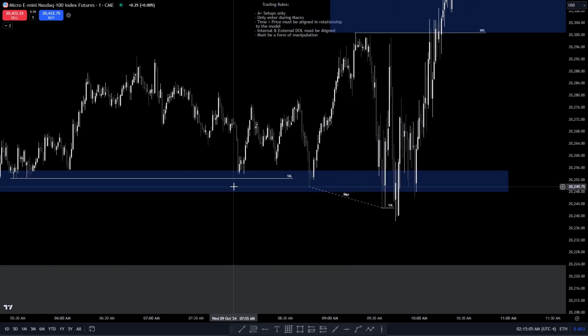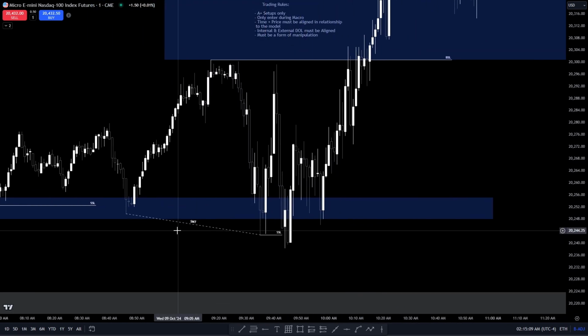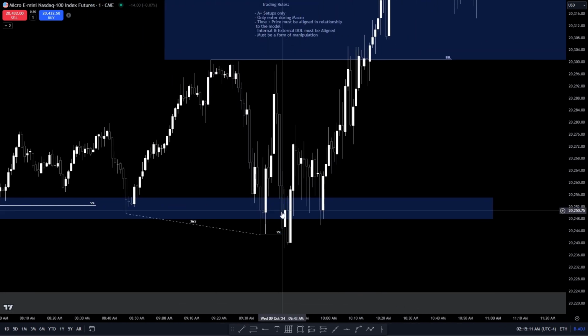Price swept sell side. We created an SMT at this low, manipulated one more time, took out sell side again, retraced, created this fair value gap, but this got kind of ran through.